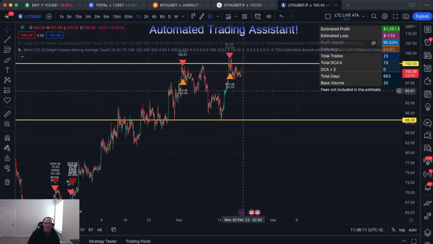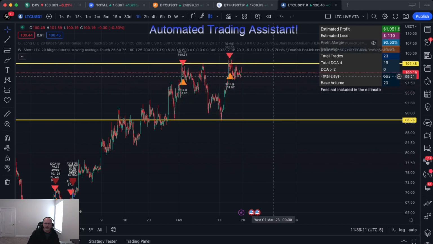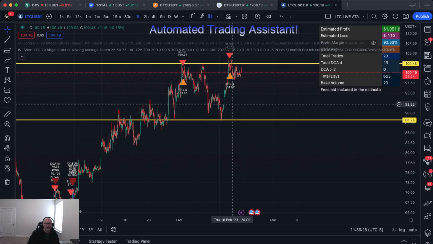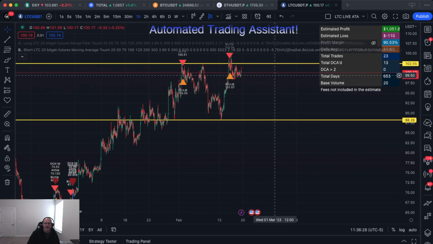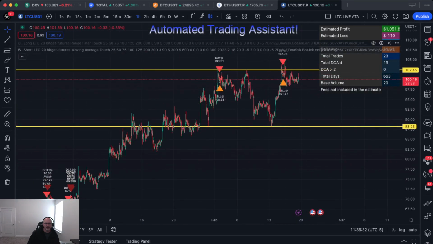So again, I'm directional trading, setting up my short at the high range, my long at the low range. Each ATA requires its own indicator, so I have two on here. I have my long and my short on my LTC, and I'm letting it go. We'll see what happens. We'll see if we can get out in some good trades here.